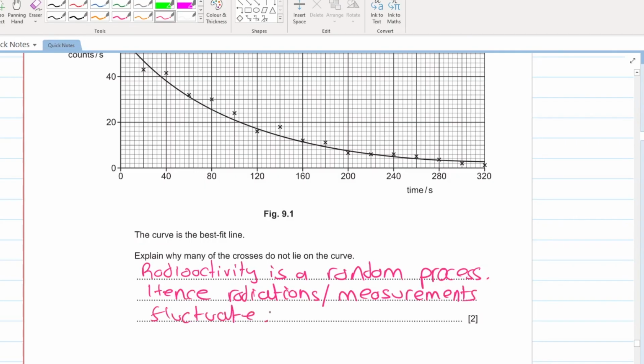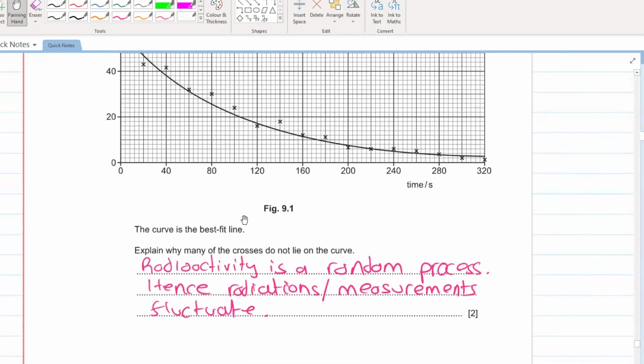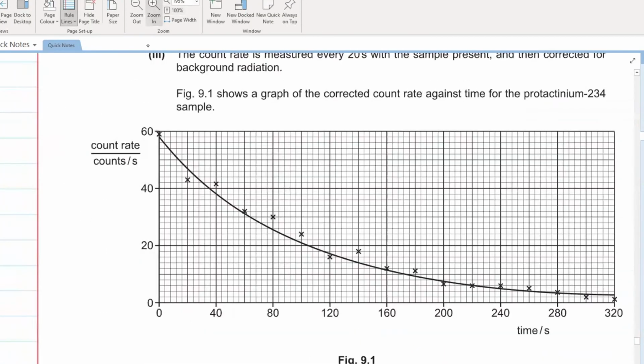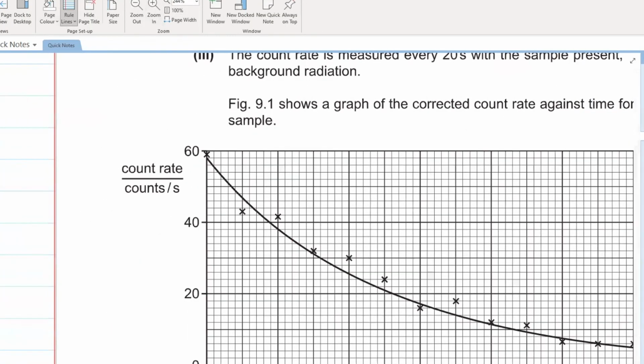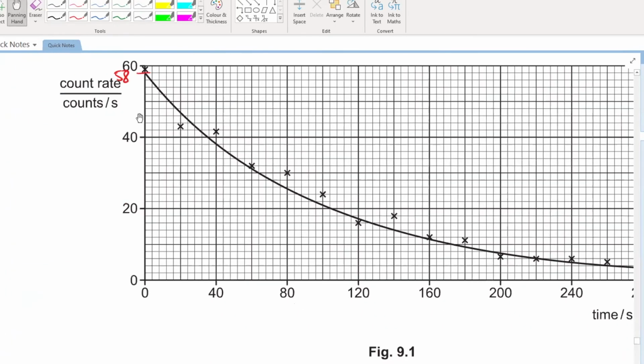Let's further move ahead. Use figure 9.1 to determine the half-life of protactinium 234. Show your working. Perfect. So what will we do? We will go to time t equals 0. At time t equals 0, beta, what is the count rate here? This count rate is 58. Now, when this count rate halves, when this becomes 29, what will be your time?